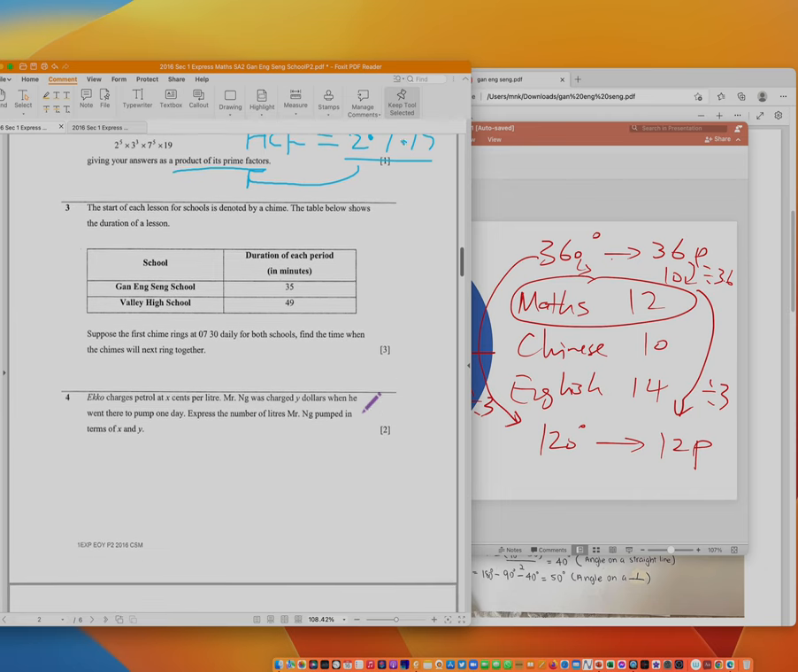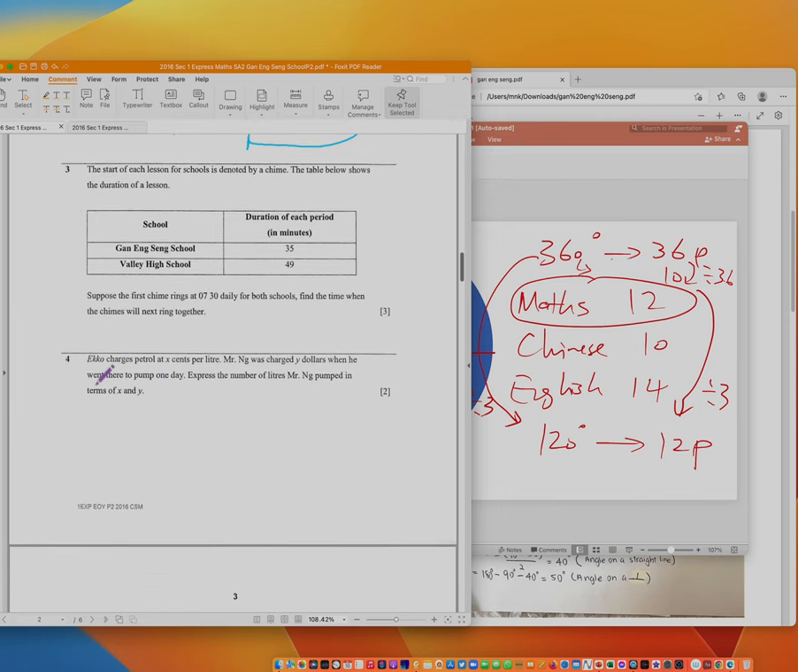Question 4. This question: Echo charges x cents per liter. So Mr. Ng was charged y dollars when he went one day. Y dollars is how many cents? Y times 100, so 100y cents. See, I was so smart. I thought about that. Then after that, that's not the end, right?